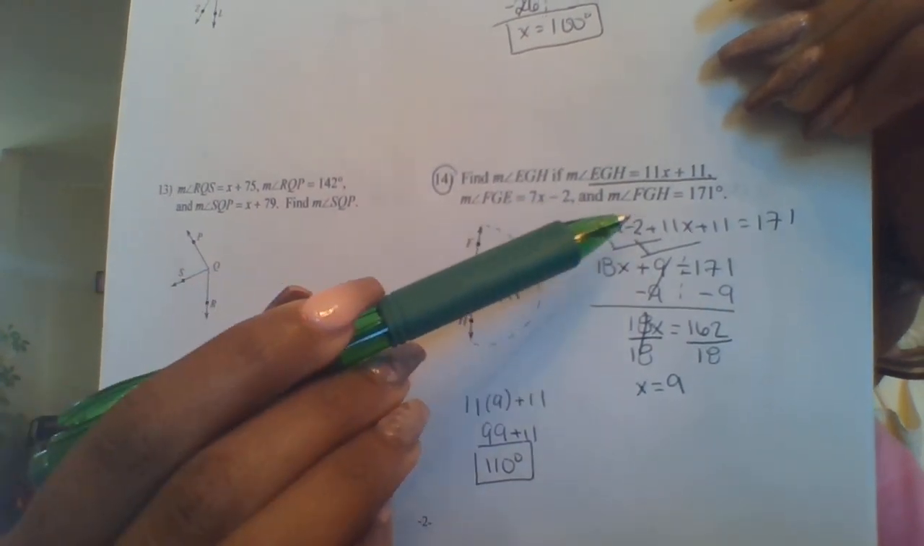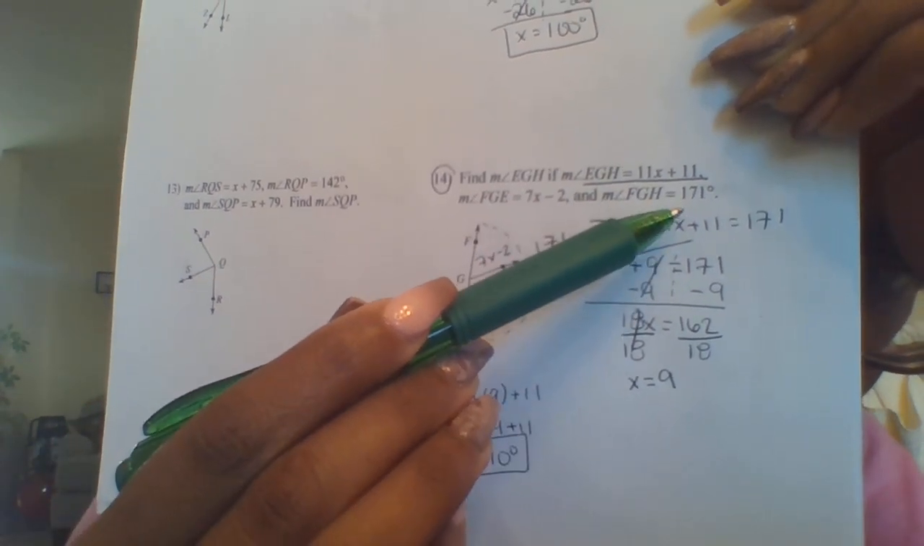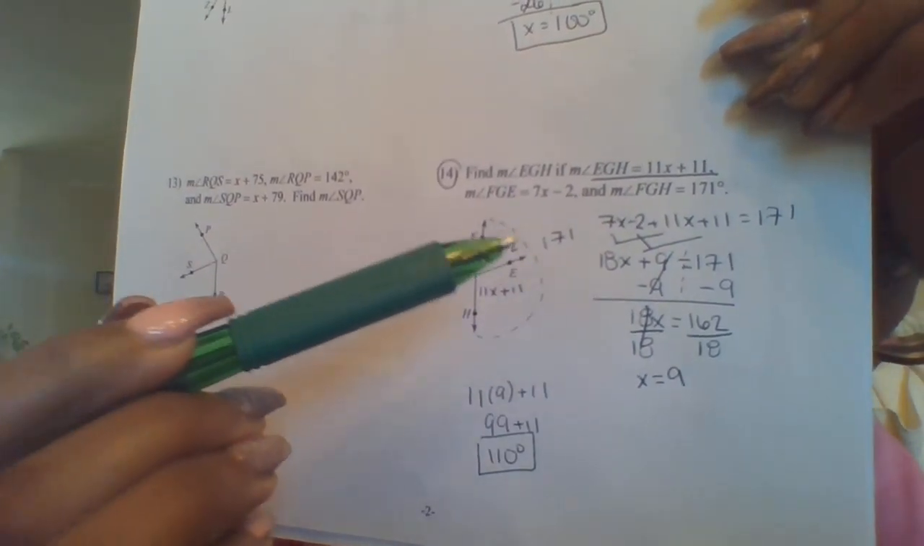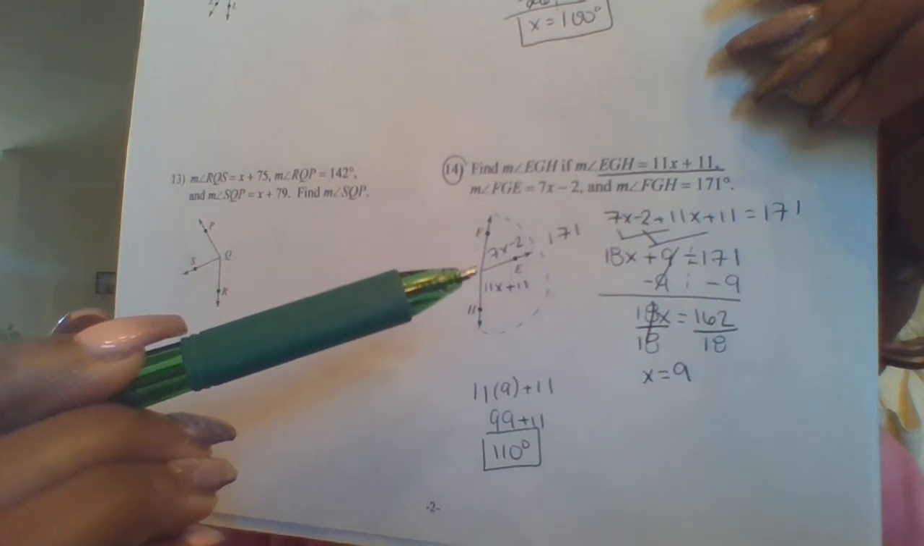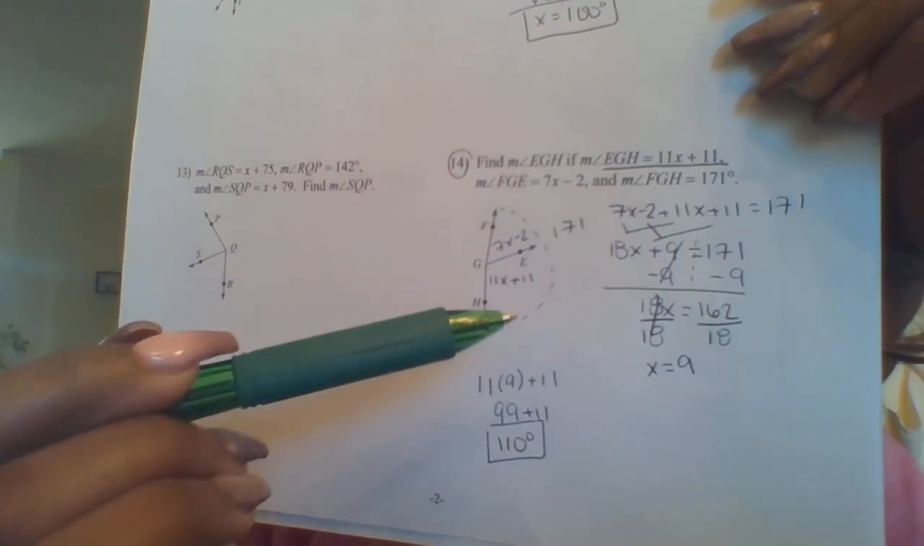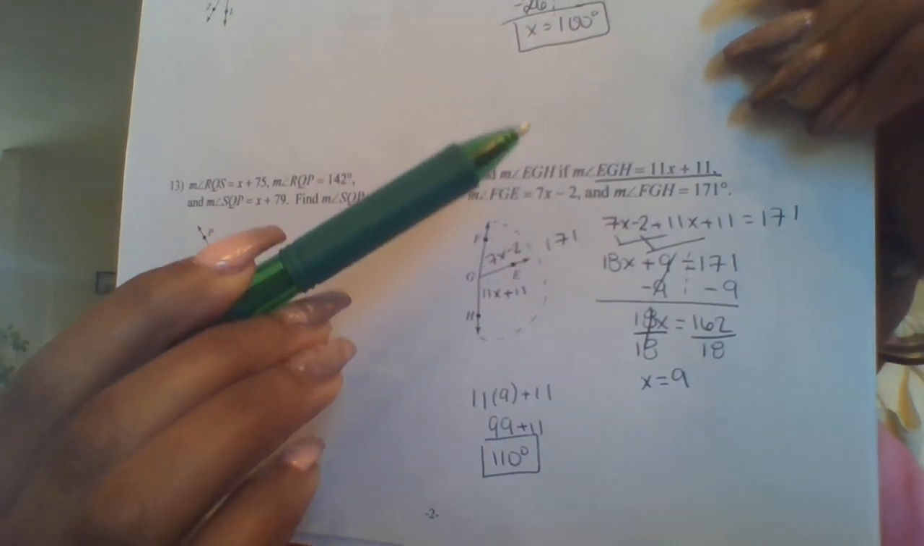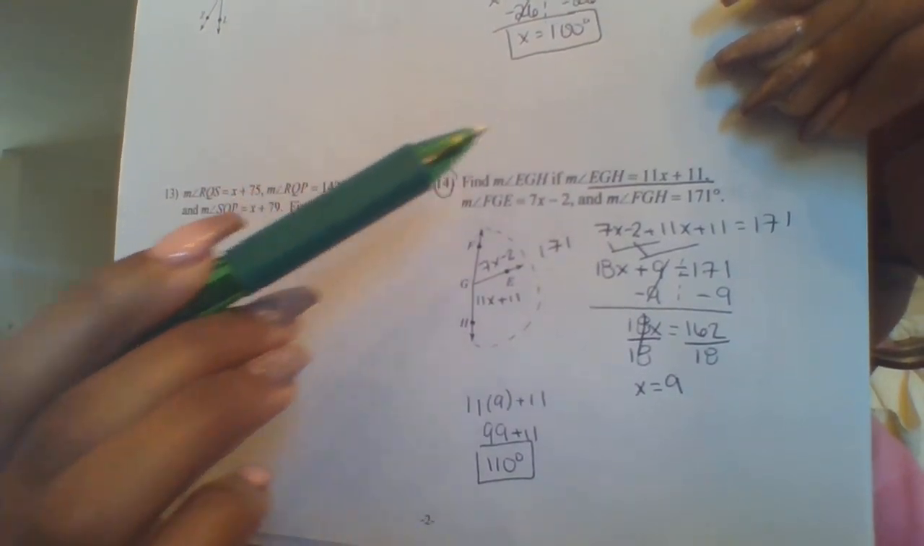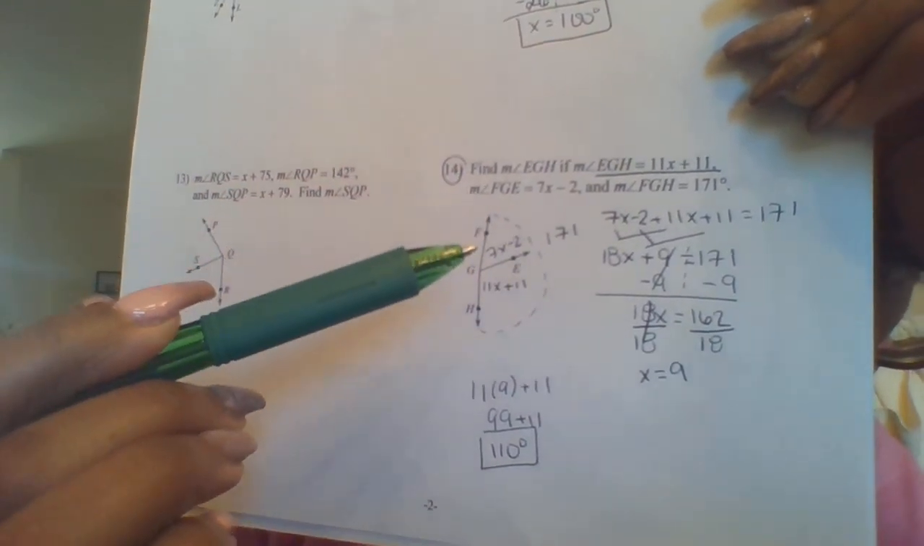Finally, they tell us that the measure of angle FGH is 171. So this whole thing, this big angle here, is 171. So just like the problem above, remember what we did for that problem, we're going to set up an equation.